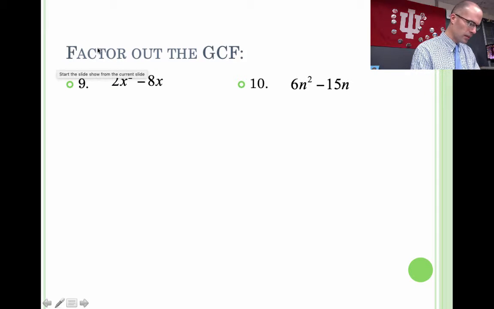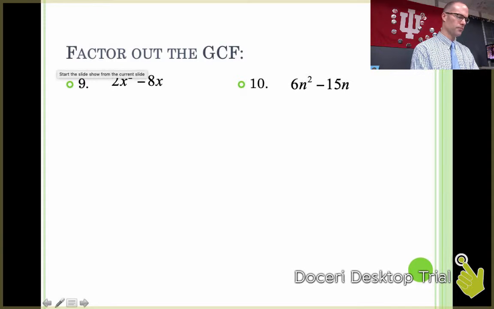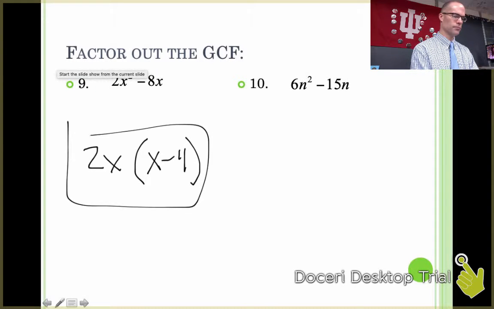Alright, so we've got, I believe that's 2x squared minus 8x. So again, we could take a 2x out. There we go. We can take a 2x out, so then we're left with x minus 4.